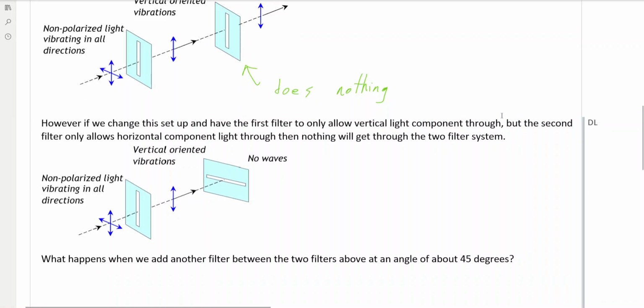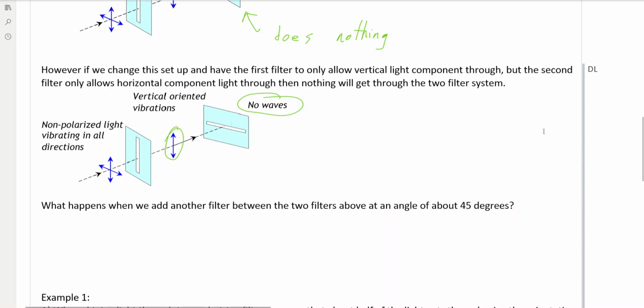But now if we change this and we make the second filter horizontal, now the first one is making everything vertical. All that vertical stuff does not pass this horizontal one, so that's why we have no waves afterwards. And so two polarizing filters going in opposite orientations will completely block the light. So what happens when we add another filter between the two filters above? So if we put another filter and we try to draw it, we'll see if we can get this drawing nicely.